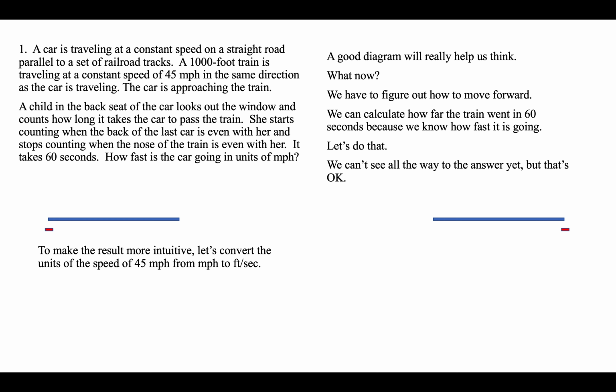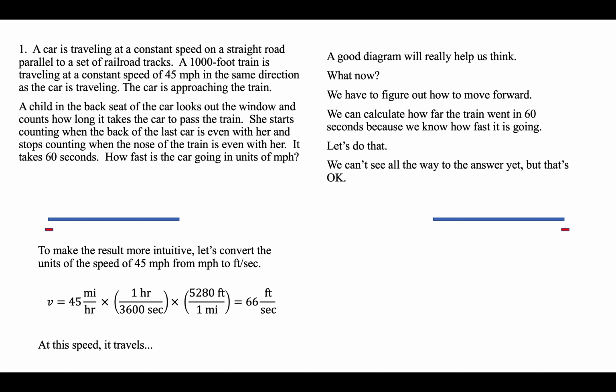This is a multiple step problem. Let's convert the units of miles per hour to feet per second. So 45 miles an hour, times 1 hour divided by 3,600 seconds, that's 1. Times 5,280 feet in a mile, that's 1. The miles cancel, and the hours cancel, and we get feet per second: 66 feet per second. How far do you go in 60 seconds? Well, 3,960 feet. That's how far the train went in 60 seconds.